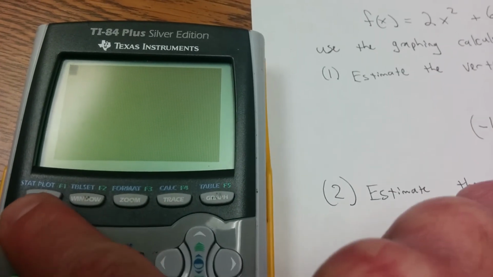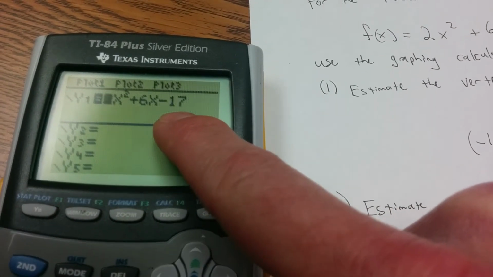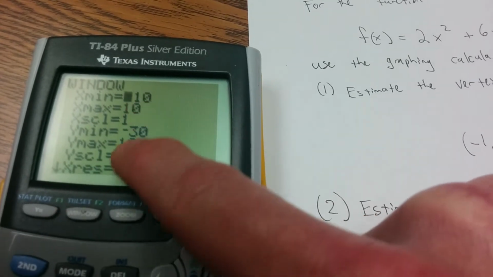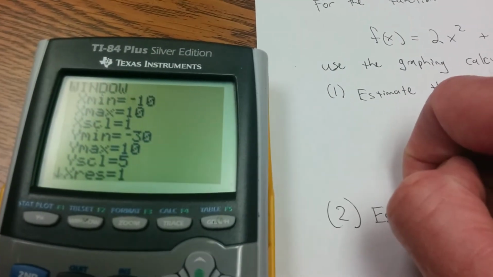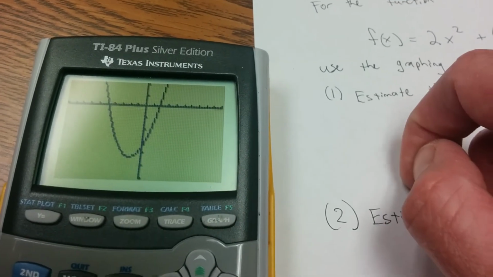Okay, so in summary, y equals, that's how we graph equations. Window we can change to anything we need to. We've got the mins and maxes and the scales on each axis. And then graph is where we look at our equation.